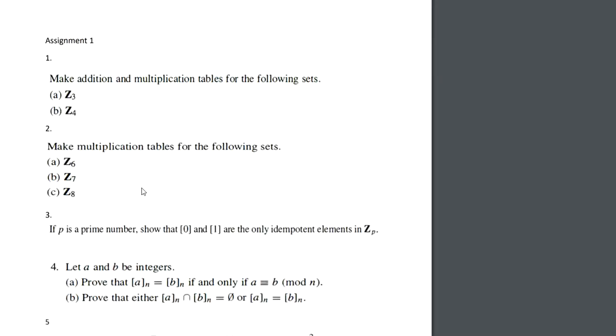This is the set of problems for the first assignment. How to prepare addition and multiplication table for the following sets. And also, if p is a prime number, then show that class of 0 and class of 1 are the only idempotent elements in Zp. An element or a congruence class is said to be idempotent if its square is the element itself. That is, a congruence class square is same as the class itself. Then that class is said to be an idempotent element in Zp. So in Zp, there will be only two idempotent elements.